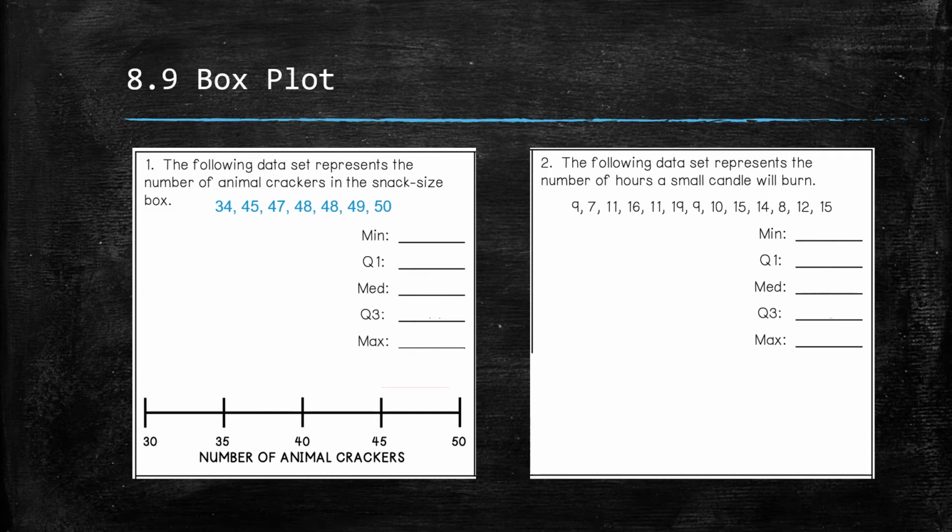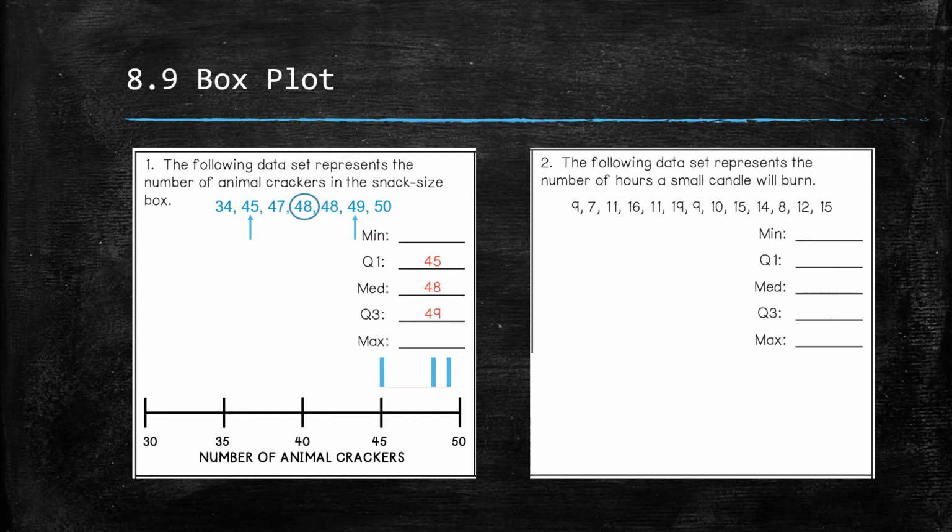Now I can pull out those 5 number summary points from my data. We'll start with the median, which is that middle number, and it's 48. Then I can look on my number line and draw a line that represents the 48. Well, it looks like that's about where 48 is. Then I'm going to find my lower and my upper quartile medians. So my Q1 is going to be 45 and my Q3 is going to be 49. And I will draw those lines.